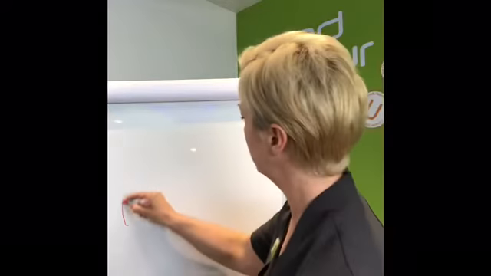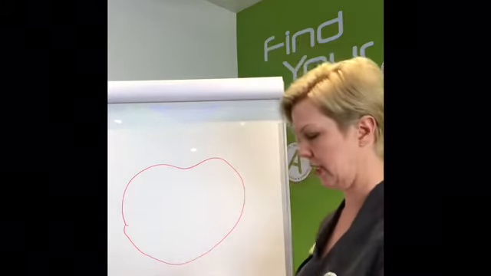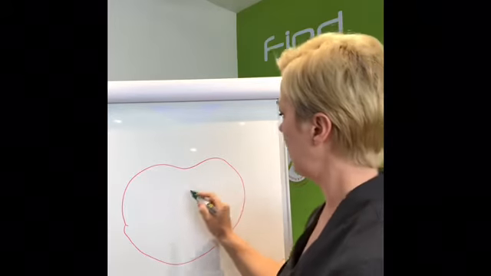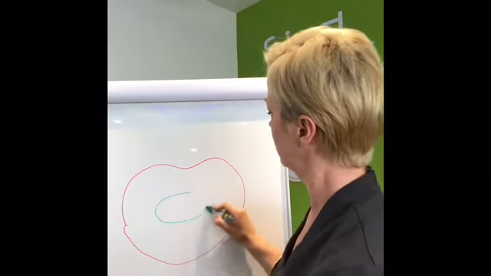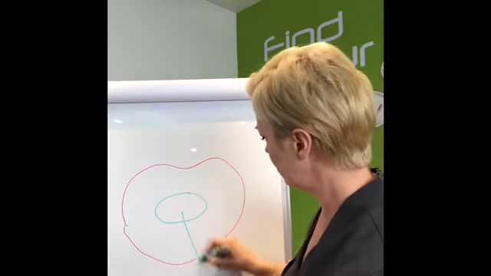Your disc is a little bit like a poached egg, okay? So let me go. Imagine that is your disc. So it has a yolk, so it has a centre to it, okay? And this is called the nucleus.